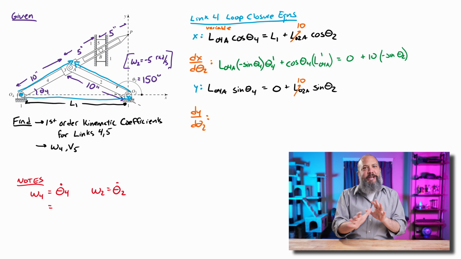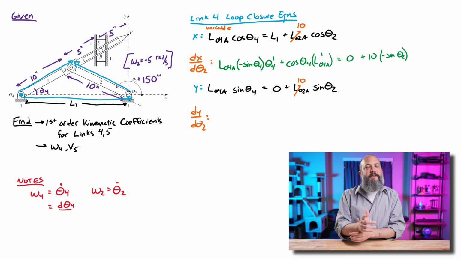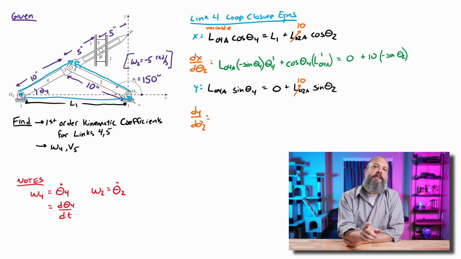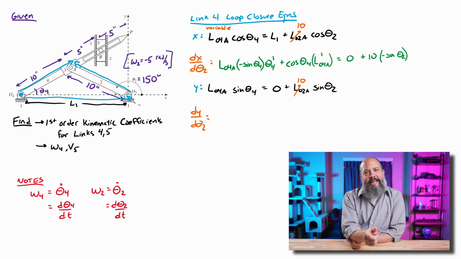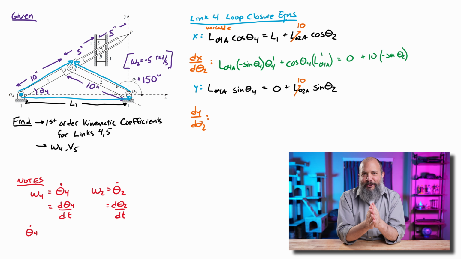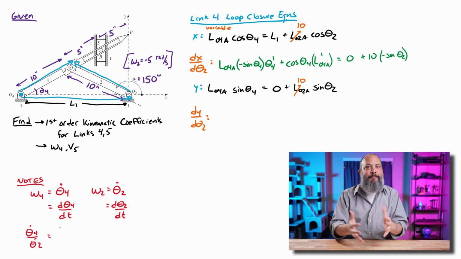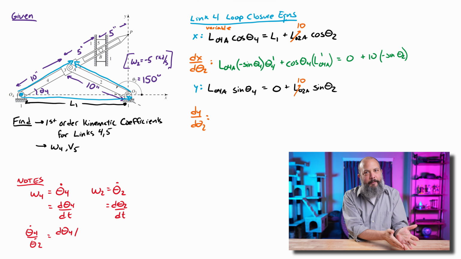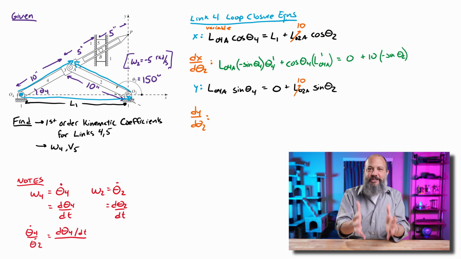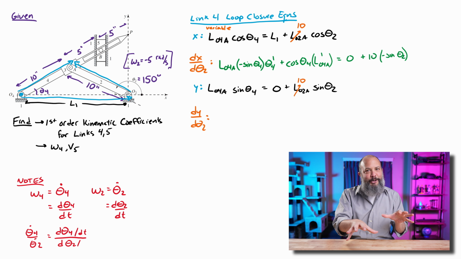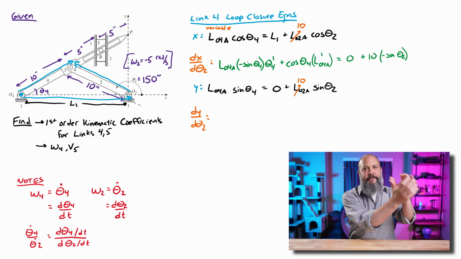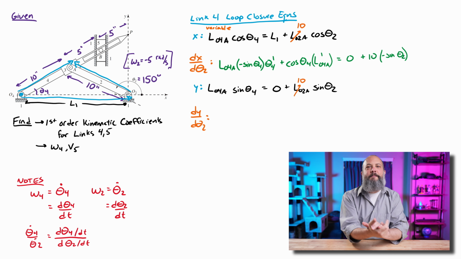The sort of weird, unique thing that's happening here with kinematic coefficients is that instead of taking a time derivative, we're going to be taking a derivative with respect to the input angle. So the derivative will be with respect to theta 2. And that's going to seem really weird. As engineers, we almost always take time derivatives because we're interested in how things change in time. That's what velocity is, change of position in time. But a kinematic coefficient is a ratio of output versus input. So we need the derivative of the output with respect to the input.